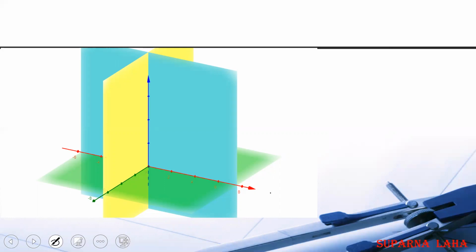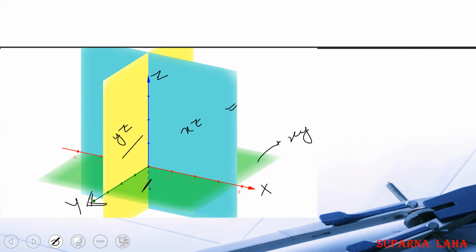So this is positive x-axis, and this is negative x-axis, this is positive y-axis, and just behind this blue plane, this is negative y-axis, this is positive z-axis, and this is negative z-axis. Okay, and this green plane is called xy plane, this blue plane is called xz plane, and this yellow plane is called YZ plane.